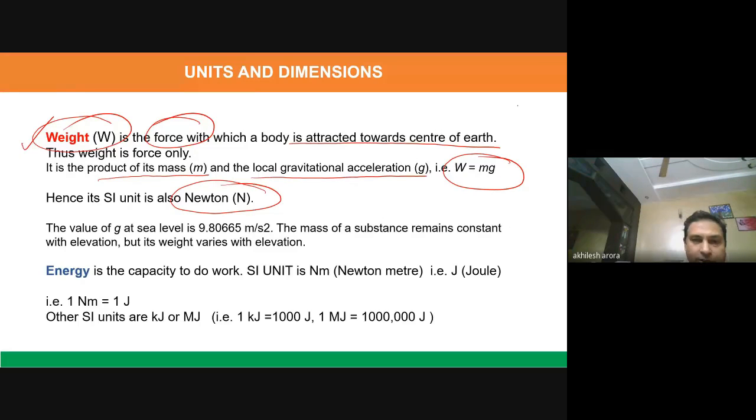And what is the value of g? You have been using a value of g equal to 9.81, but actually the value of g is 9.80665 meter per second square.